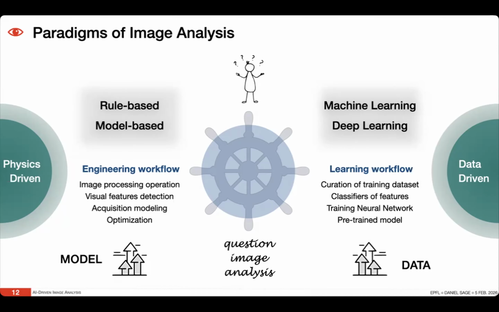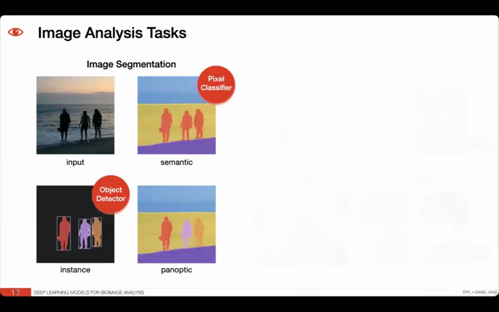On the machine learning and deep learning side, what we have to design is a learning workflow. In that case, the effort is on the data. So we have to create a training data set. I will speak about that aspect, to finally train a classifier, or train neural networks, or use pre-trained neural networks. So everything is guided by the data. So these are two ways to see the world. In some cases, people also try to mix these things to have something hybrid, which will be very interesting too. But that's always the question that we have in image analysis.